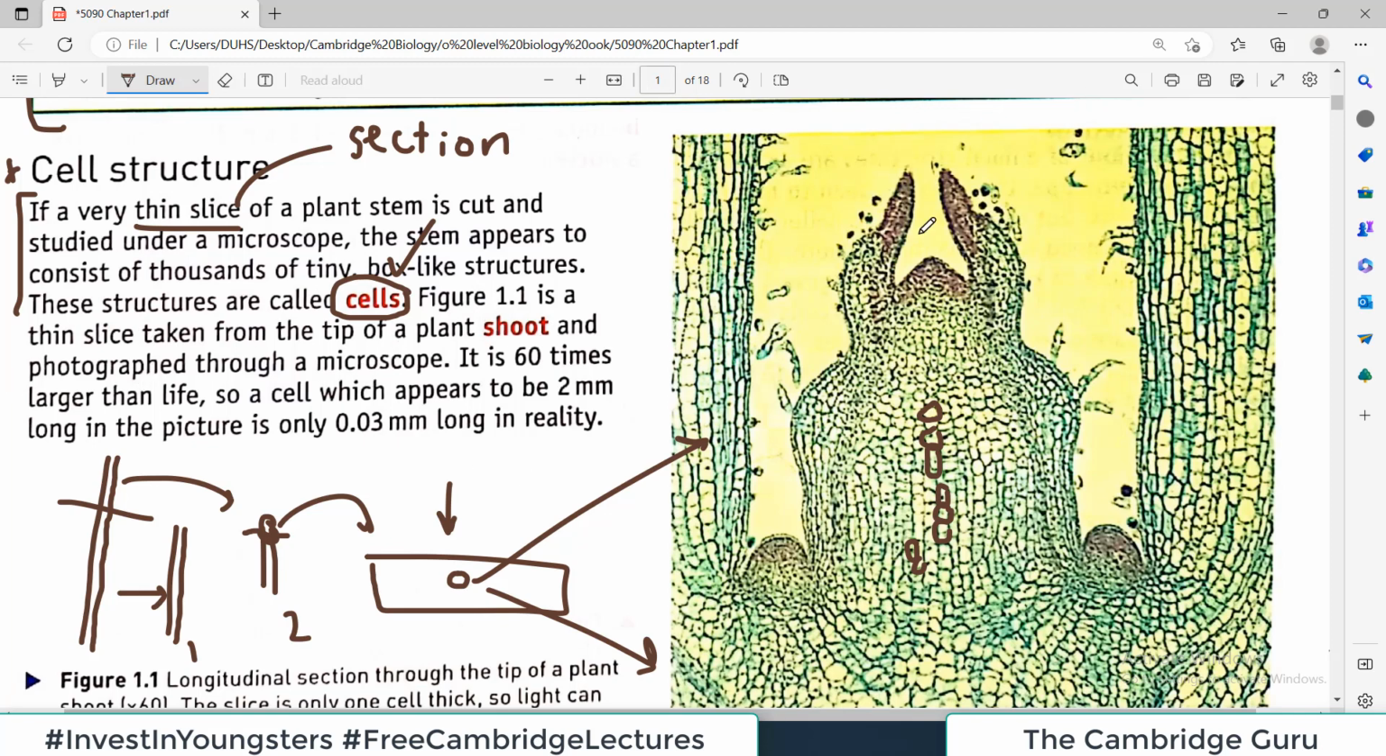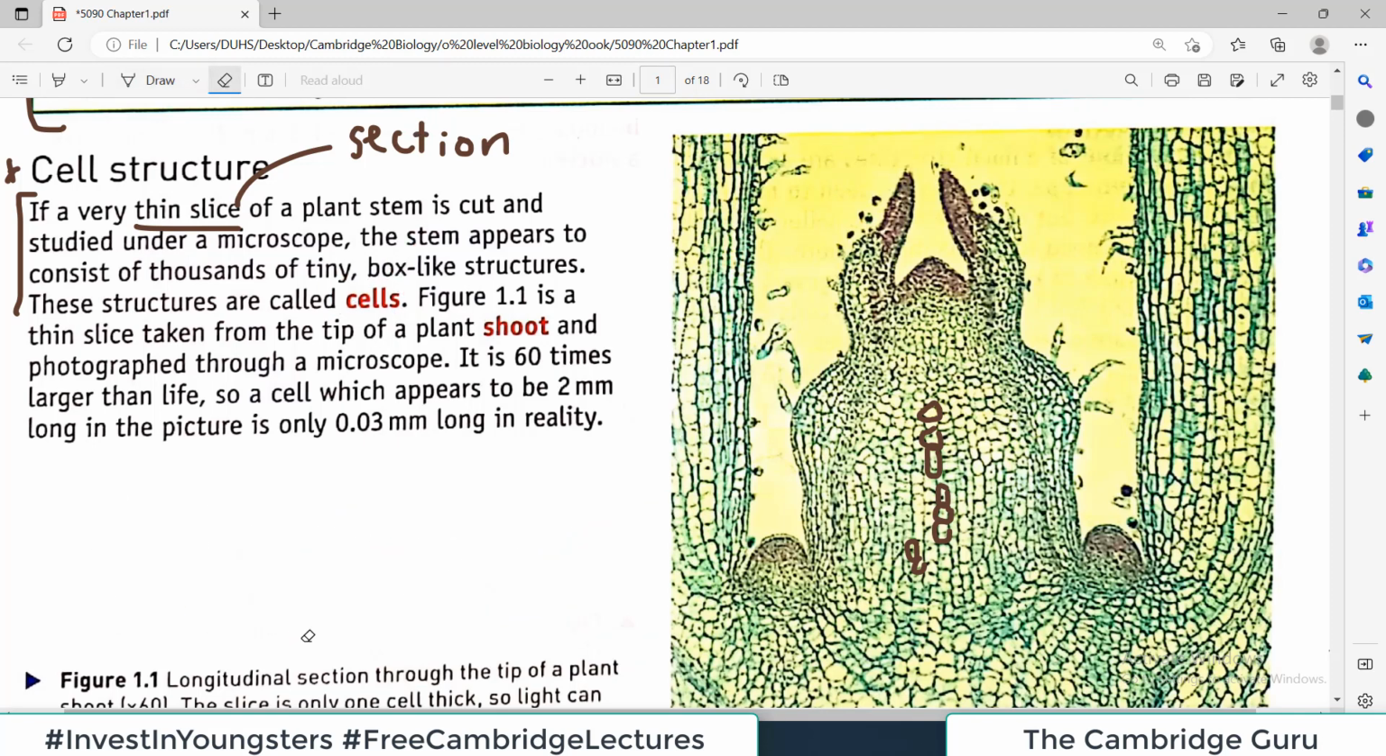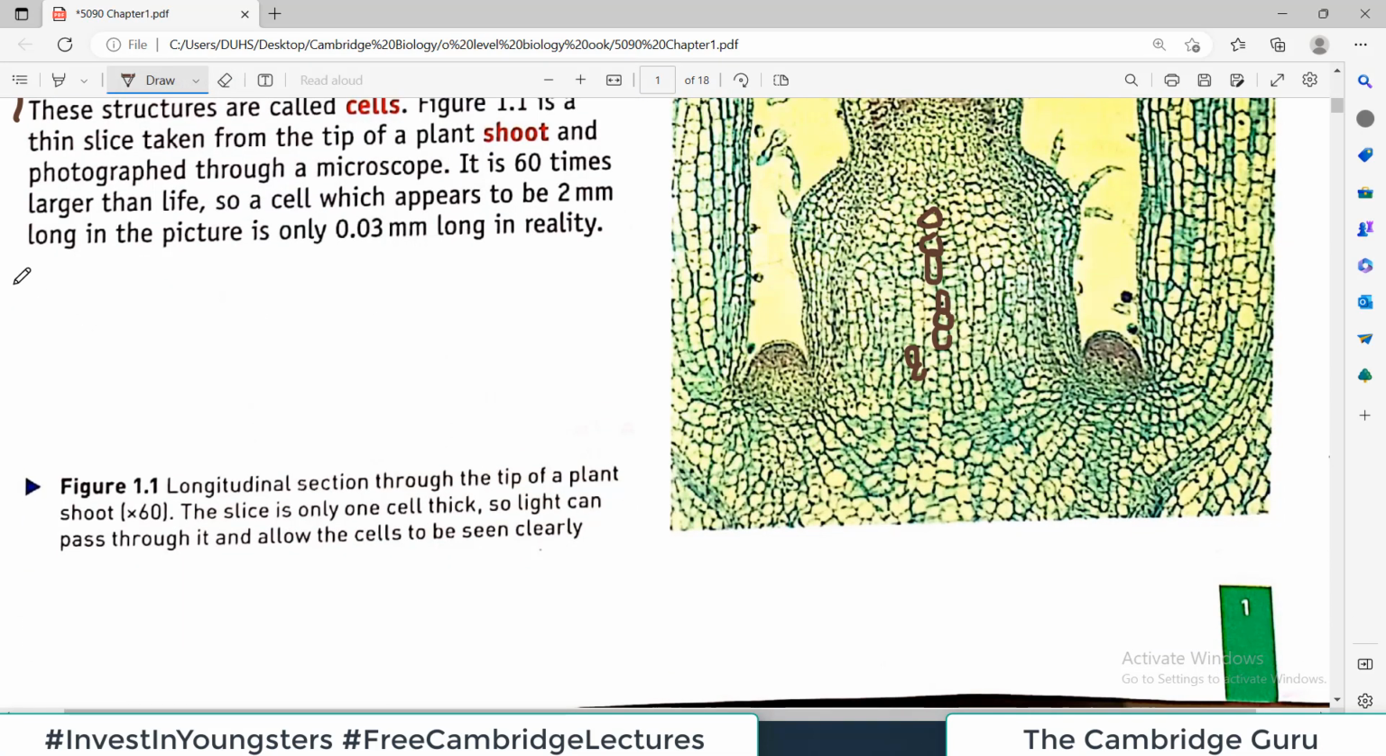So what they have done here to generate this image is very important for you to understand. How is this image generated? You should have the concept. As I said, you go to a garden, there is a thin stem, you cut it and prepare a section. So now you have a very thin section of this stem. What you do is you put this thin section on a glass slide. So here is a glass slide and you put a very small thin section here.